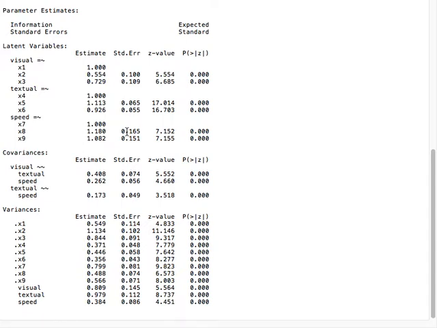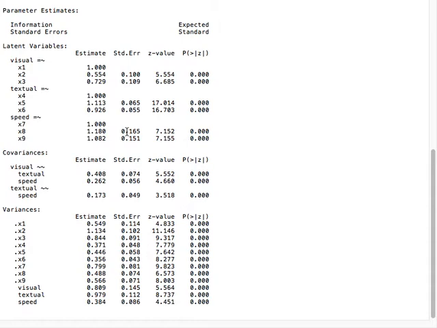These are the correlations, or the covariances between, I should probably always call them covariances, because covariances and correlations aren't exactly the same, even though they are closely related. So this is visual relating to textual and to speech. You can see also that they're related. And these are the estimated variances, how much variation there is on all those items as well as on the latent variables.